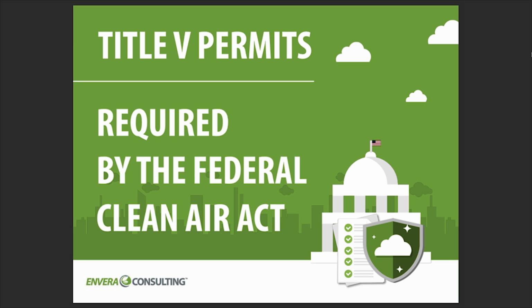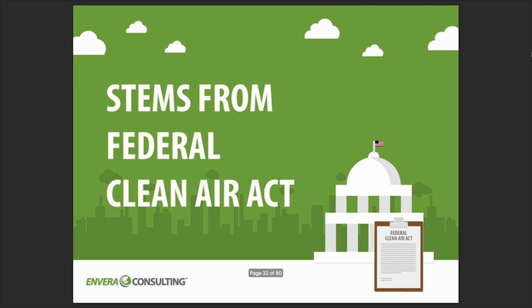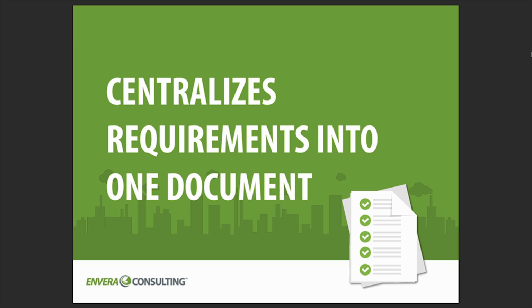Lastly, the third kind of permit that we're going to talk about here in this seminar is a Title V permit. A Title V permit is required by the Federal Clean Air Act, or more specifically, Title V of the Federal Clean Air Act. And the Title V permit, by design, was meant to centralize all of the requirements needed for a facility to comply with the Clean Air Act in one document.